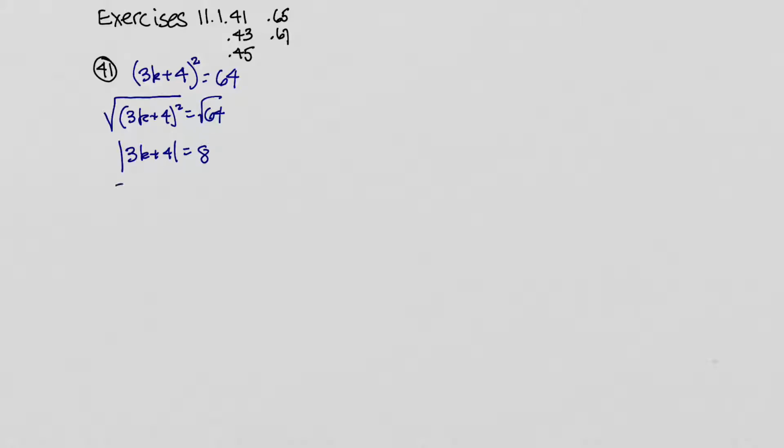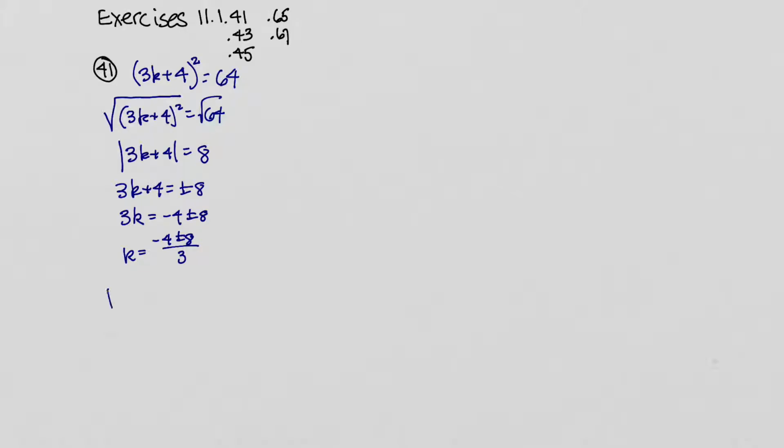So this is where we get plus or minus. We'll get 3k plus 4 equals plus or minus 8, which is really this. Now, let's subtract 4 and divide by 3. So here's what we're going to get. We're going to get 3k equals negative 4 plus or minus 8. Then we're going to divide by 3. K is equal to negative 4 plus or minus 8 over 3.